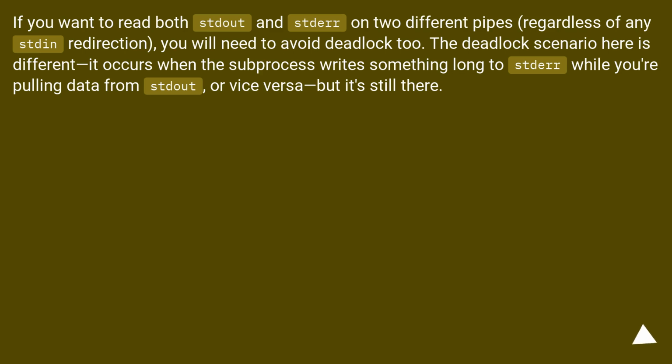If you want to read both stdout and stderr on two different pipes, regardless of any stdin redirection, you will need to avoid deadlock too. The deadlock scenario here is different. It occurs when the subprocess writes something long to stderr while you're pulling data from stdout, or vice versa, but it's still there.